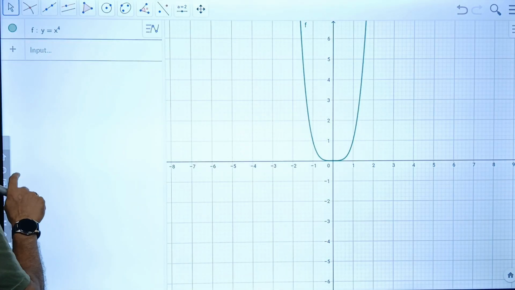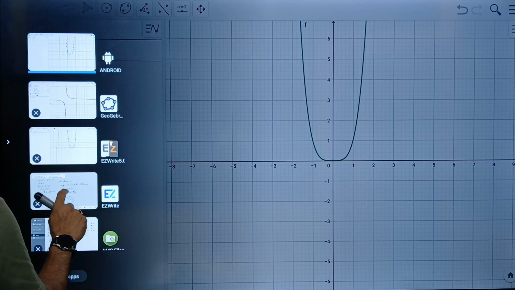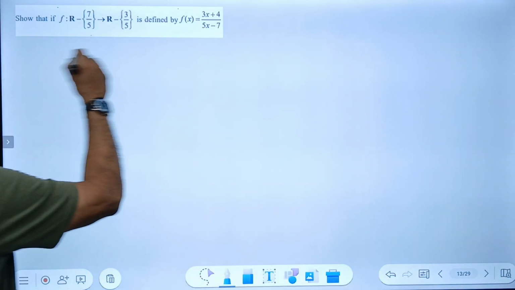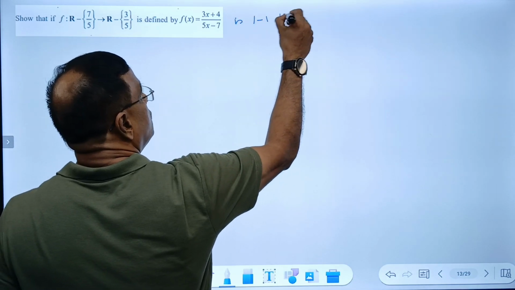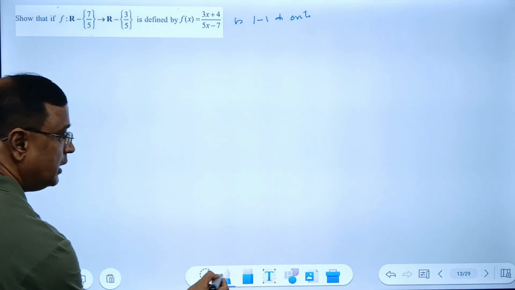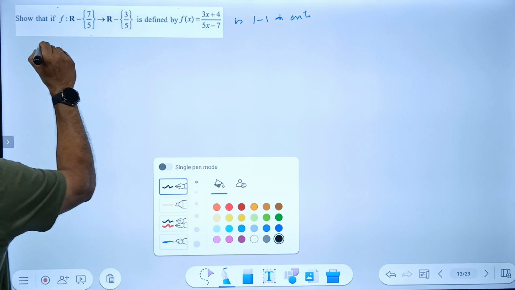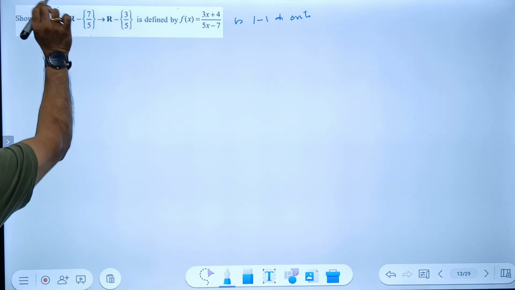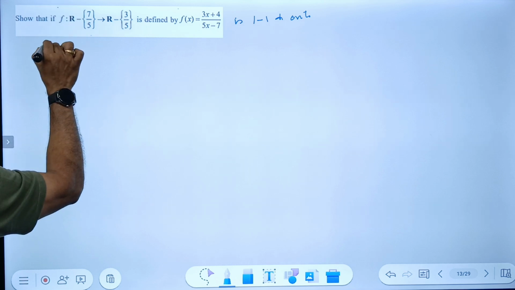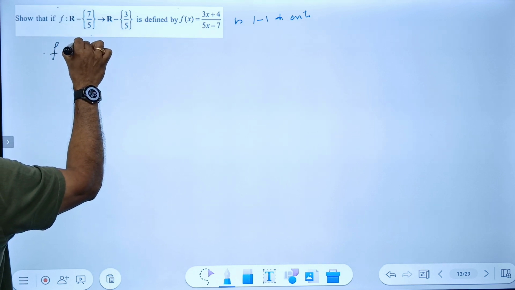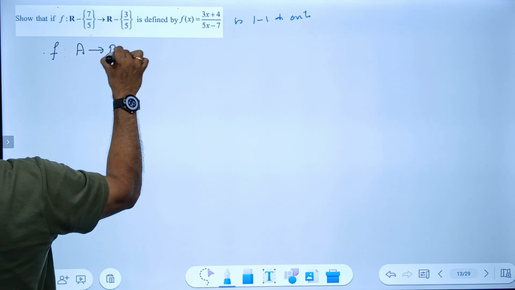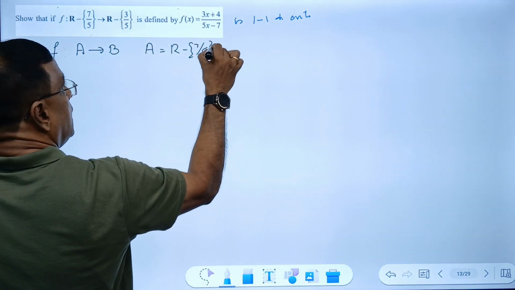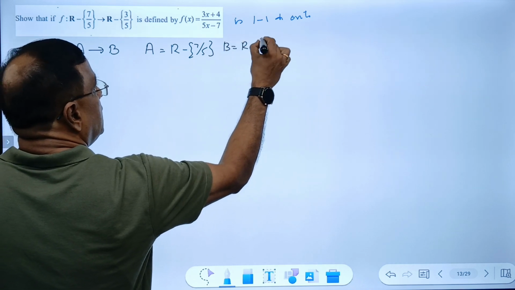And one last problem, with that we'll finish this. It's a pretty long video. Okay, let's see. Show that this function is 1 to 1 and onto. We have to check whether it is 1 to 1 and onto. It is exactly like what we did in the previous problem. So f is a function from A to B. I will take my A as R minus 7 by 5 and my B as R minus 3 by 5.